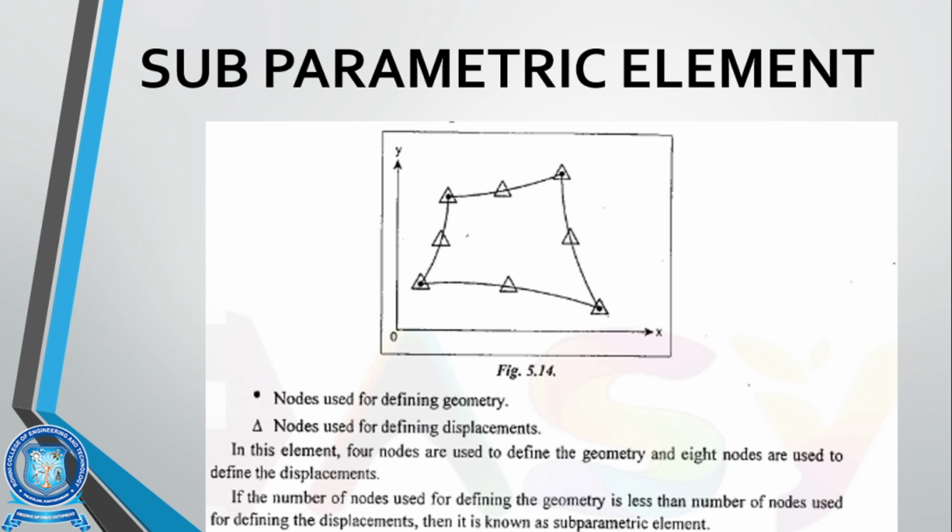If the number of nodes which is defining the geometry is less than the number of nodes which is defining both the geometry and displacements, then it is called a subparametric element. So this is the introduction to isoparametric elements.